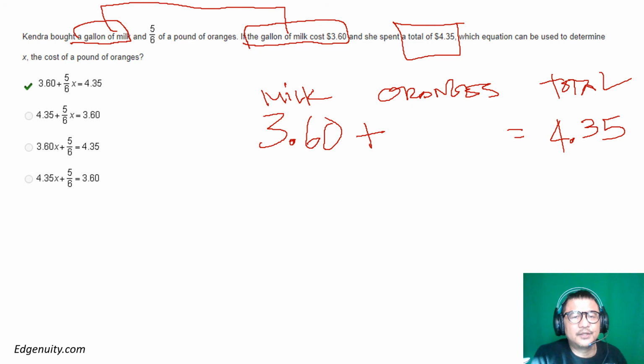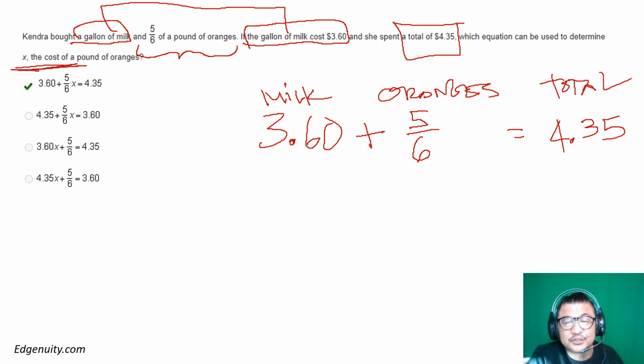Okay, what do I know about the oranges? We only bought 5/6 of a pound, not a whole pound, but 5/6 of a pound. So 5/6 of a pound of orange, not even 1 pound of orange. Almost. But do you know the price of a pound of orange? No, the price of a pound of orange is over here, X. And you multiply it by 5/6. So guess what? We already have an equation. Which one looks like this? Oh, here, exactly as it is. Okay, we got it?